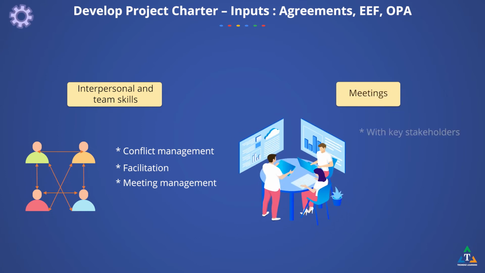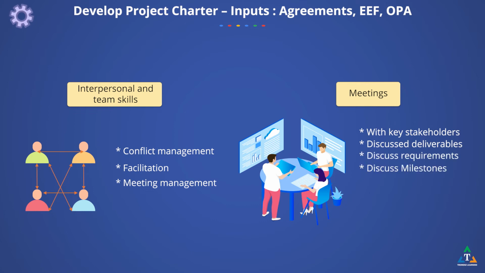Meetings are held with key stakeholders to identify the project objectives, success criteria, key deliverables, high-level requirements, summary milestones, and other summary information. Each meeting requires an agenda, with the defined list of issues to be discussed in a time frame circulated in advance and a leader to guide the meeting.